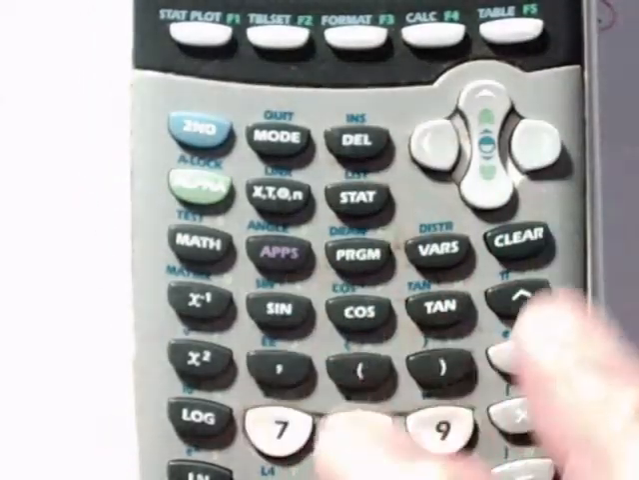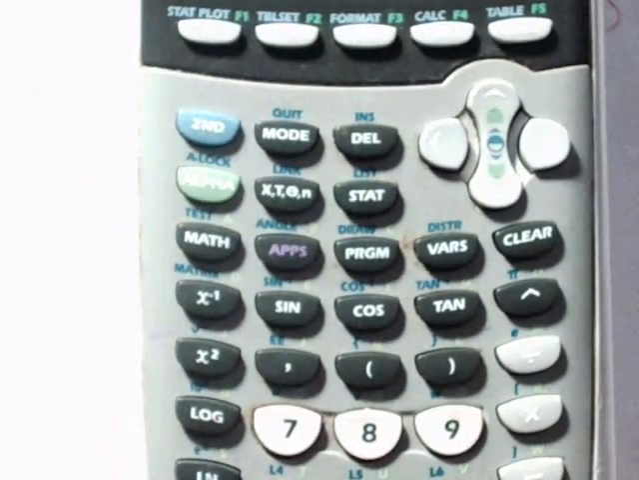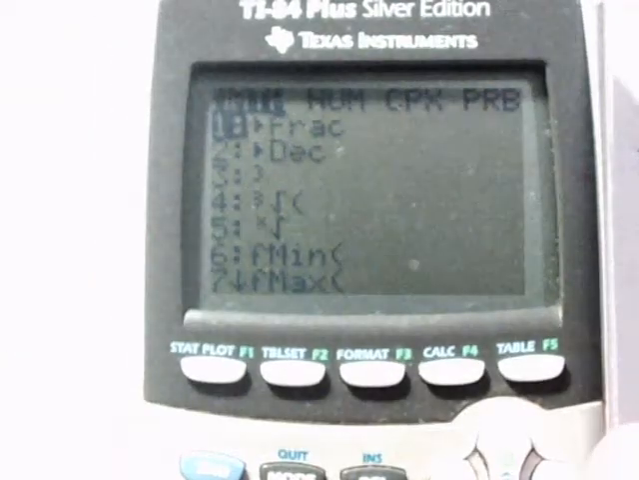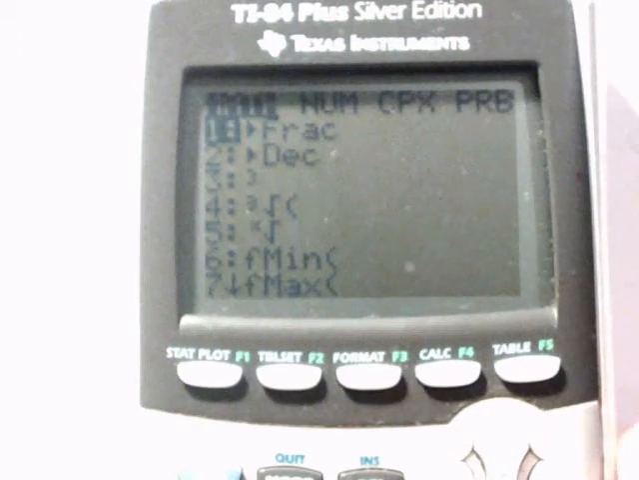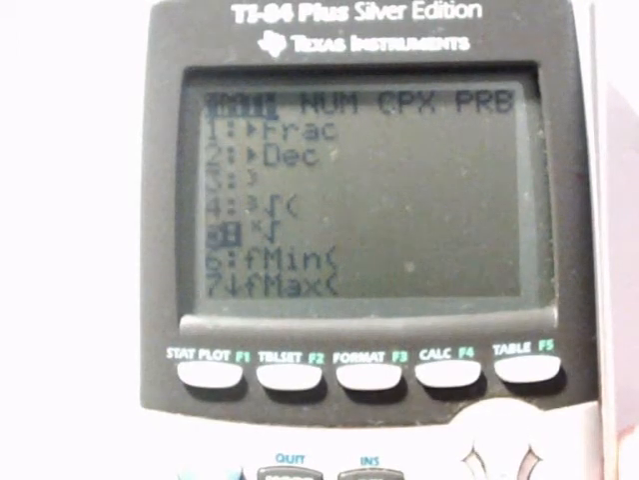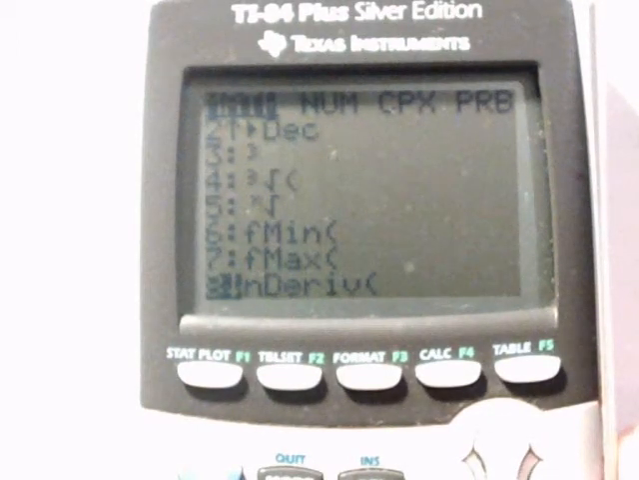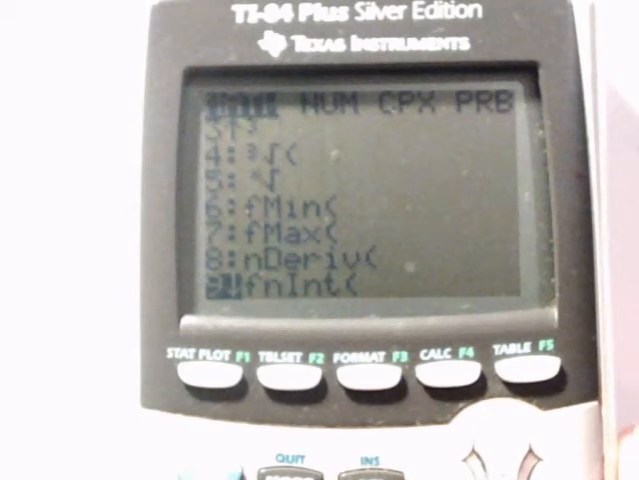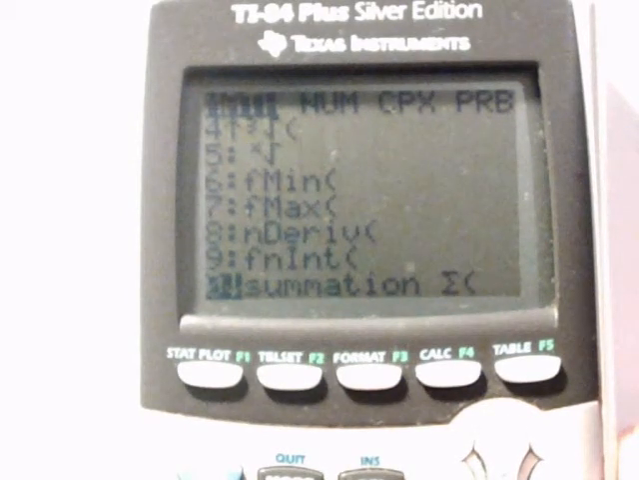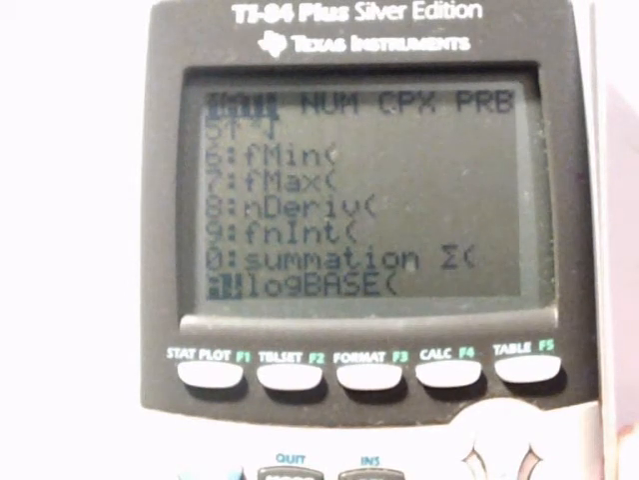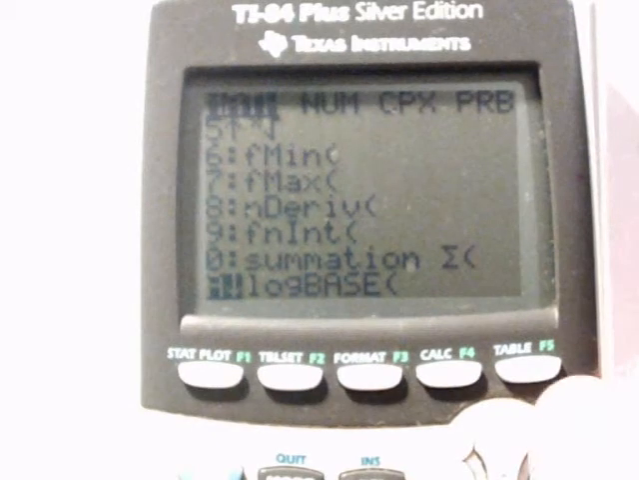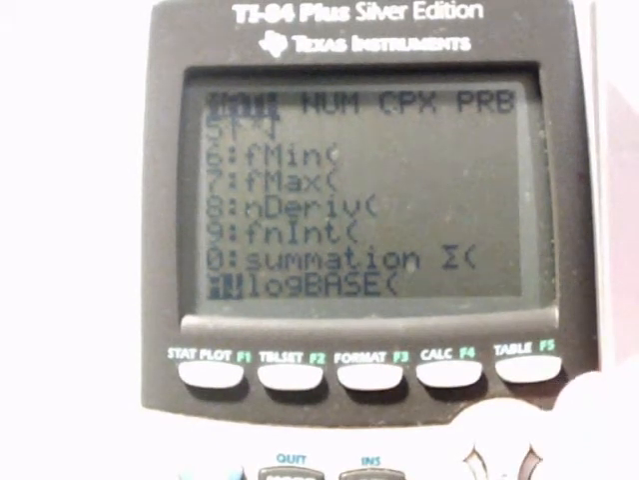So basically, go to math. You see math here. Go to math and get this menu. Then go down the list: 1, 2, 3, 4, 5, 6, 7, 8. And if you go down after 8, you have 9, and then I don't have a number. It says summation. I don't have anything to do with that. And then if you go down one more, you see it says log base. This calculator has log to any base.